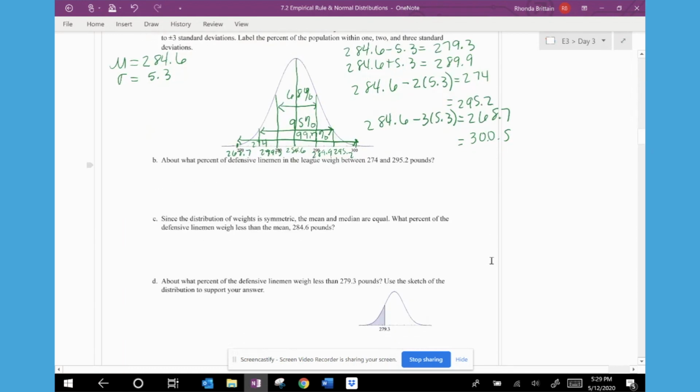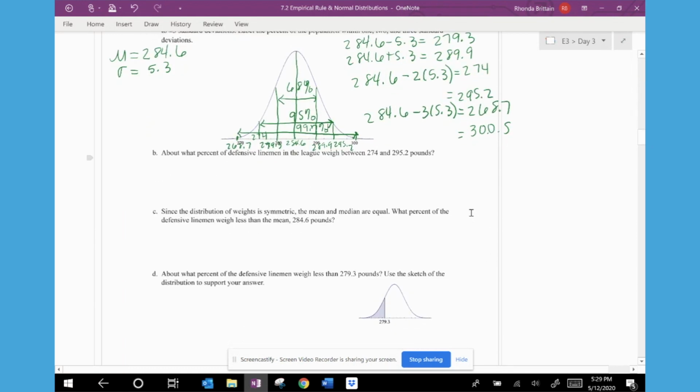Moving on to part B, the question says, about what percent of defensive linemen in the league weigh between 274 and 295.2 pounds? What's great about this is we actually have these numbers on the previously calculated curve. I would have your kids redraw exactly what we're talking about. So this was 2 standard deviations below and 2 standard deviations above, and have them shade between those. So this shaded area here would be about 95%, and that is per the empirical rule.